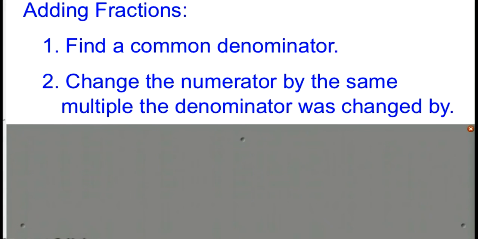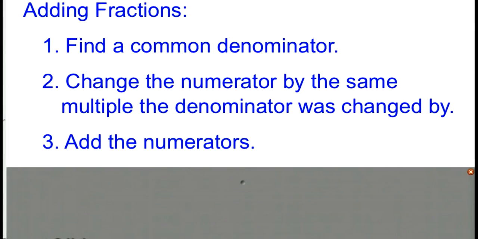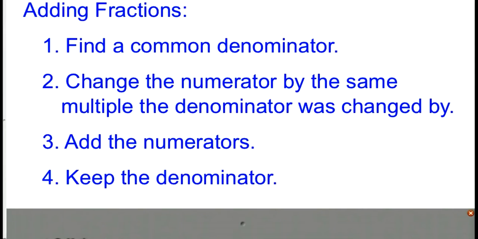The second thing you're going to do is change the numerator by the same multiple the denominator was changed by. Number 3, you're going to add the numerators. And number 4, you're going to keep the same denominator.